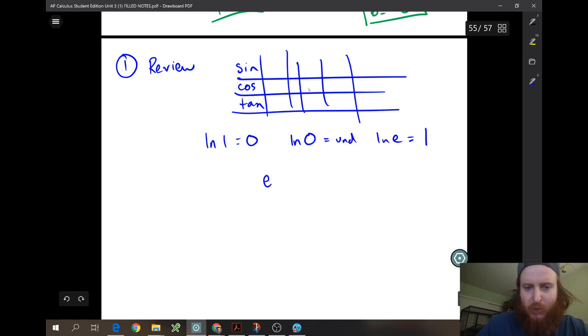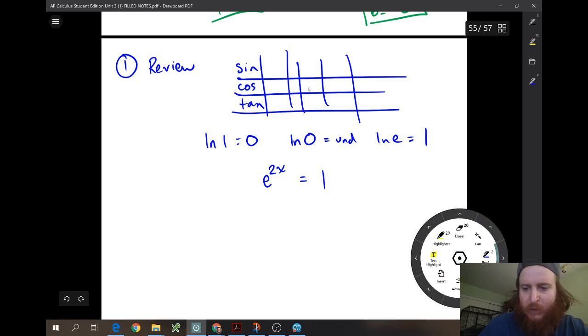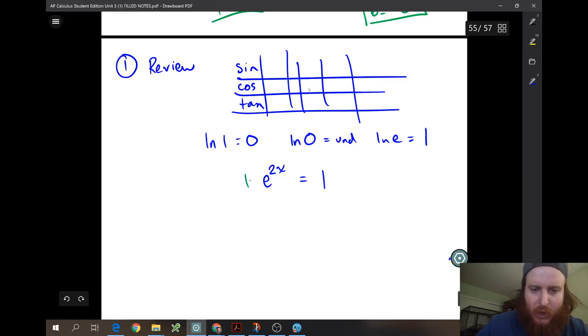We also need to know that if we have e to the 2x equals, I'm never going to give you that, but I might say e to the 2x equals, say, 1, we need to know that to solve that we would need to take the ln of both sides, and we get 2x equals, now ln of 1 is 0, so we'd get x equals 0.